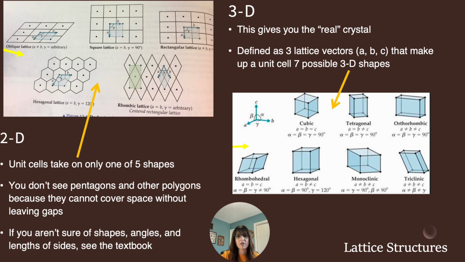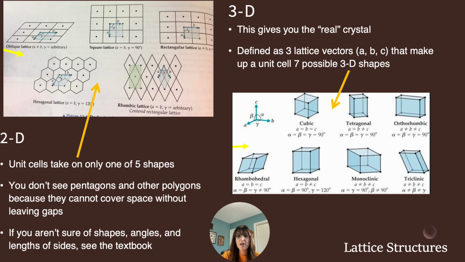Two-dimensionally, unit cells take on only one of 5 shapes, and you can see those shapes in that diagram, and feel free to go and look in your book for more information on that. You're not going to see pentagons and polygons because they cannot cover space without leaving gaps. And again, if you aren't sure about these shapes and these angles and all that, there's plenty more information within your textbook.